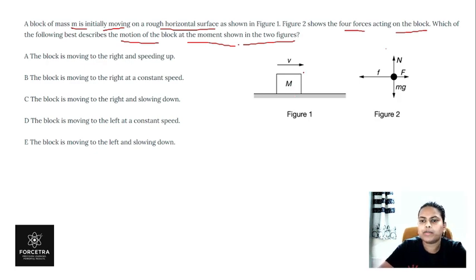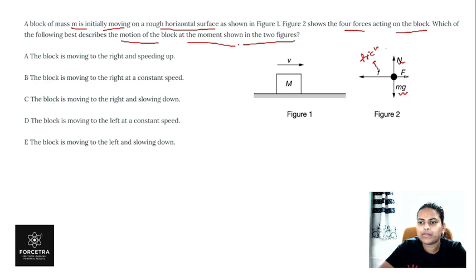In figure 1, the body of mass m is moving in the right direction. It has velocity in the right direction, and these are the forces acting on the body. Mg in the downward direction, normal upward, and this force, capital F, which is applied on the body, is on the right side, and this small f is the frictional force which is applied to the left side.